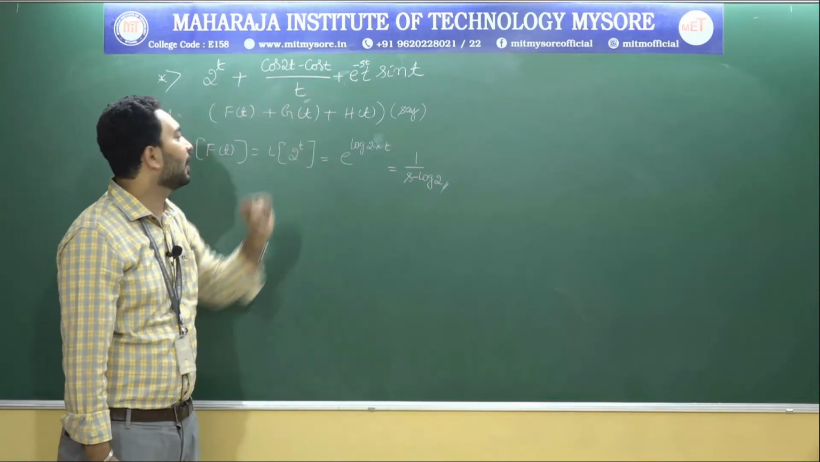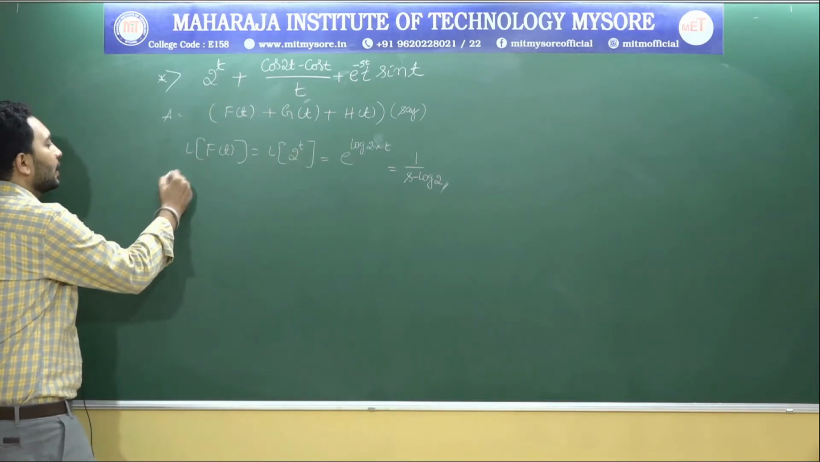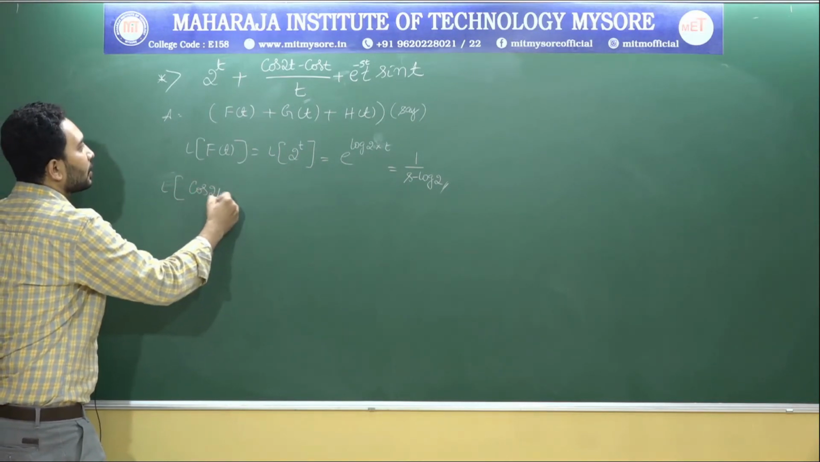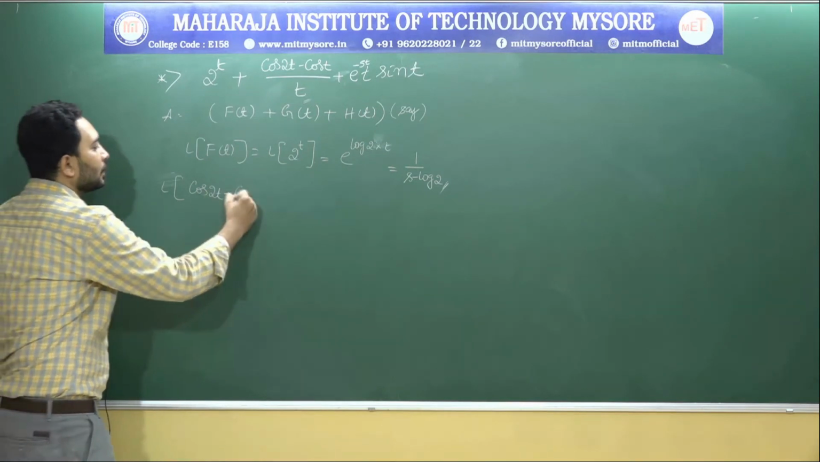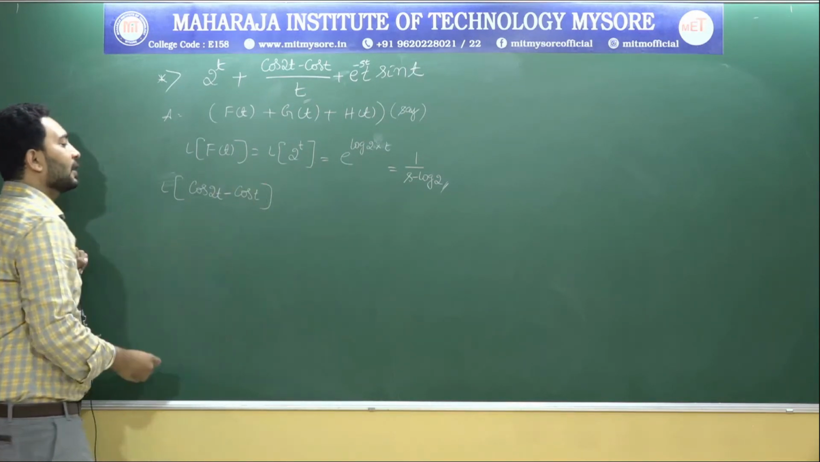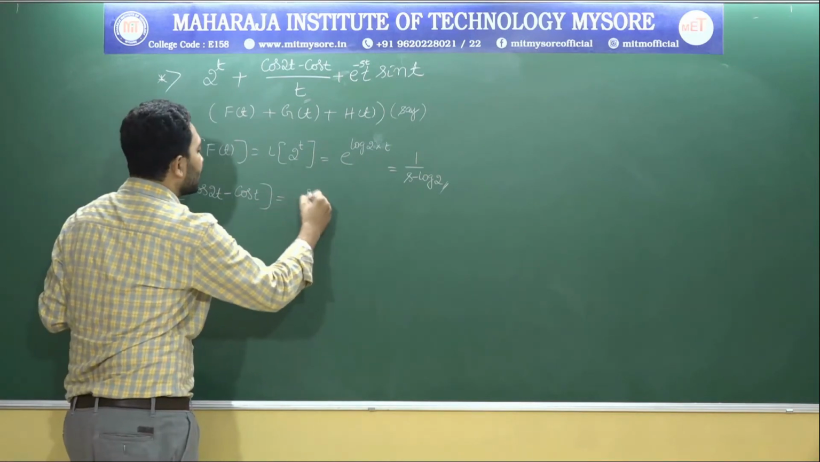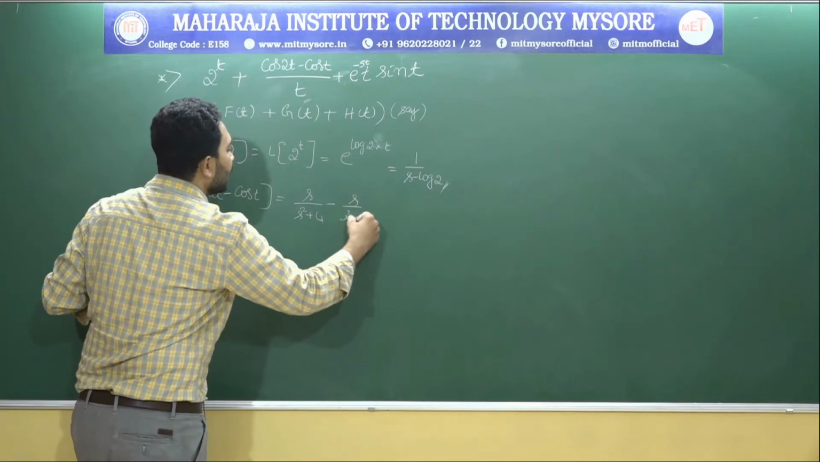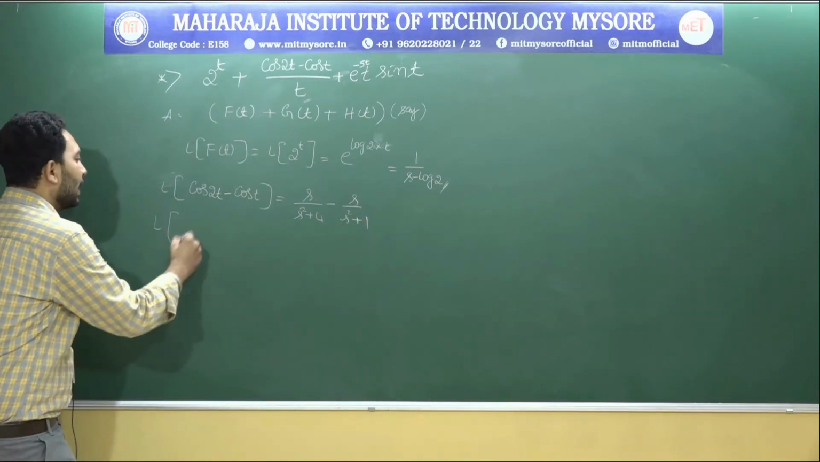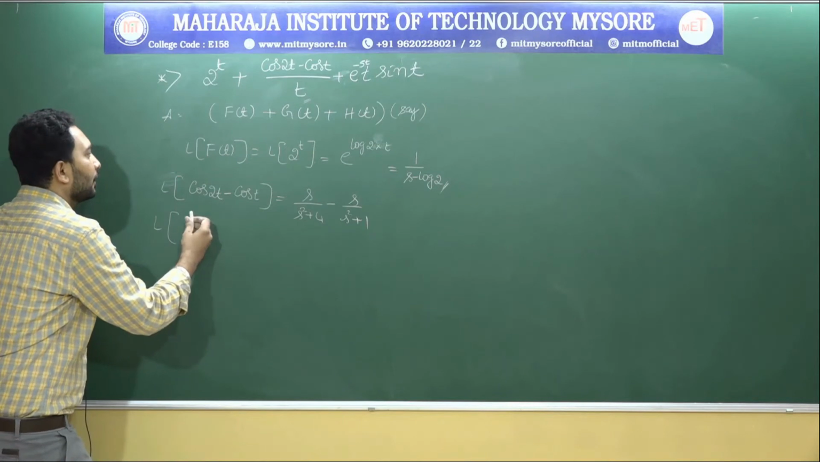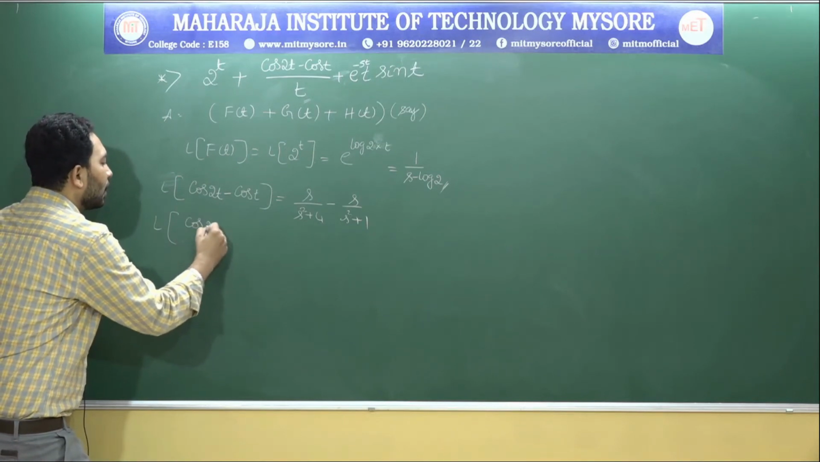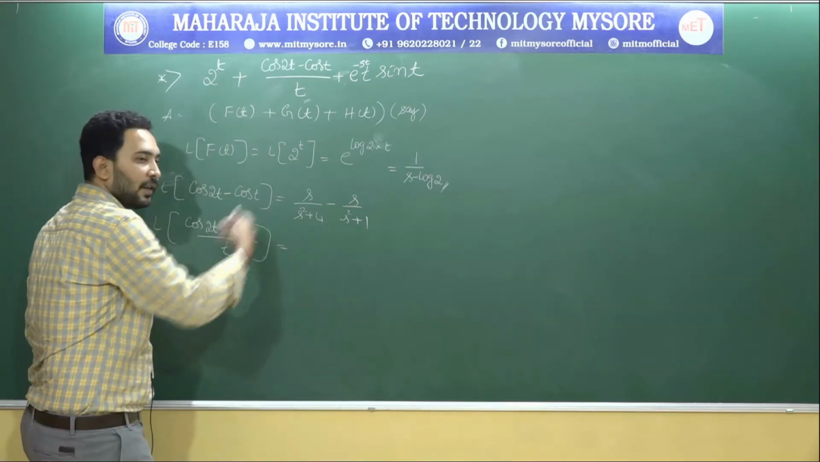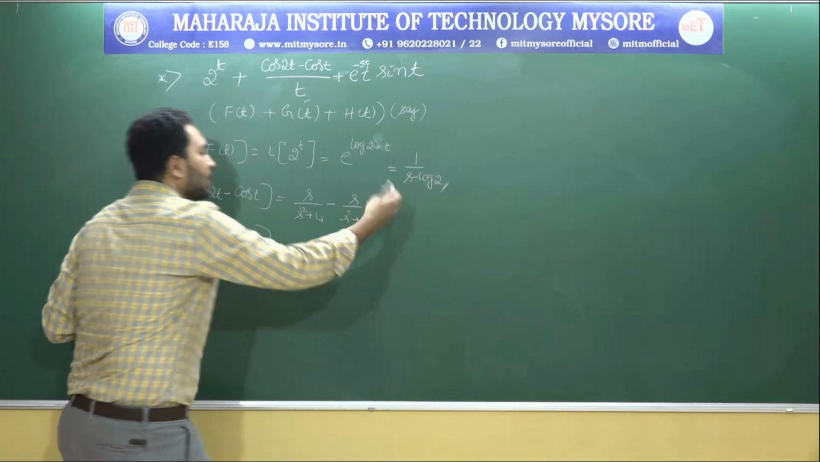Now I am going to solve the second one, Laplace of g of t. I will take Laplace of cos 2t minus cos t. What is Laplace of cos 2t minus cos t? It is s divided by s square plus 4 minus s divided by s square plus 1. Then I will take Laplace of (cos 2t minus cos t) divided by t, that is Laplace of g of t by t. So this is nothing but our g bar s.